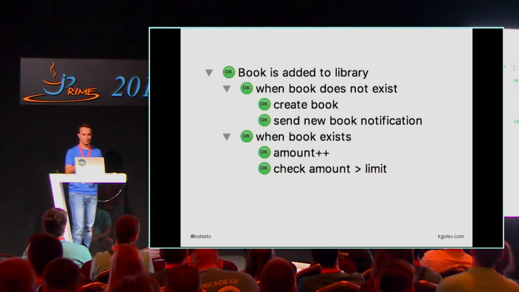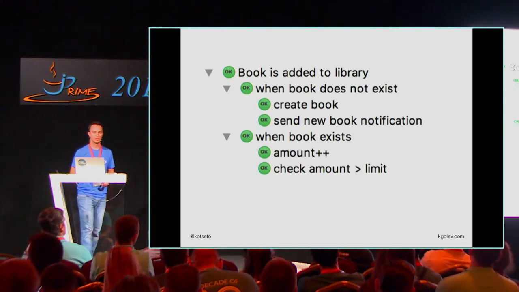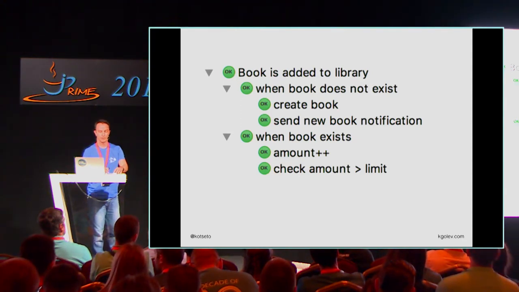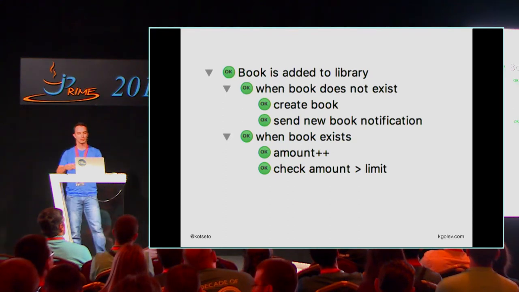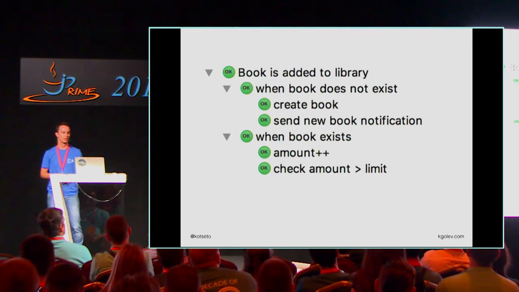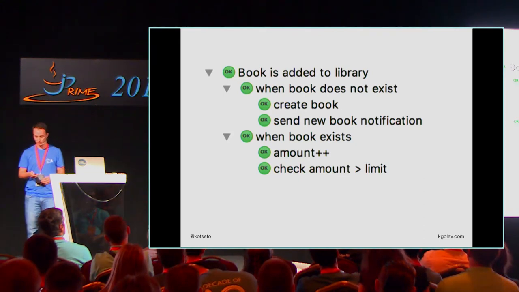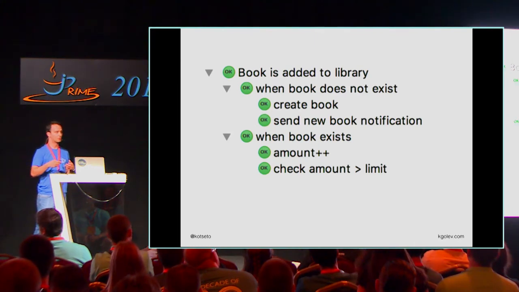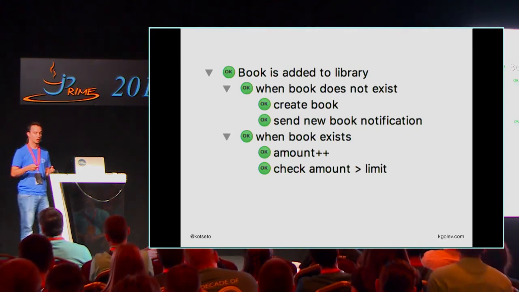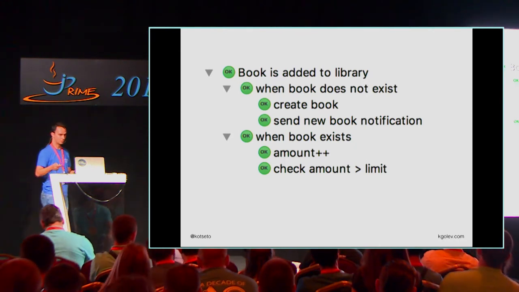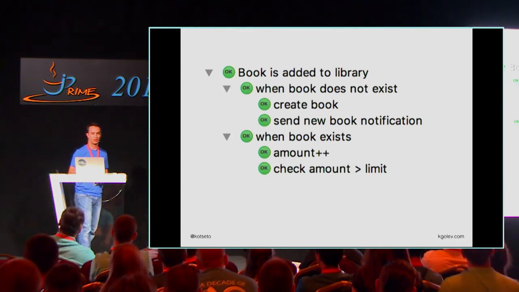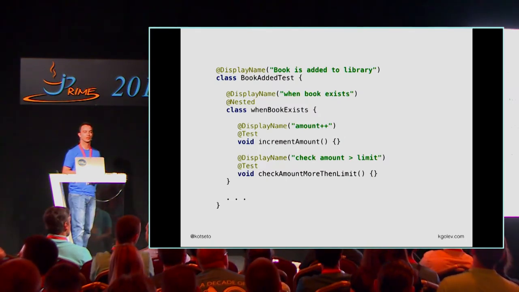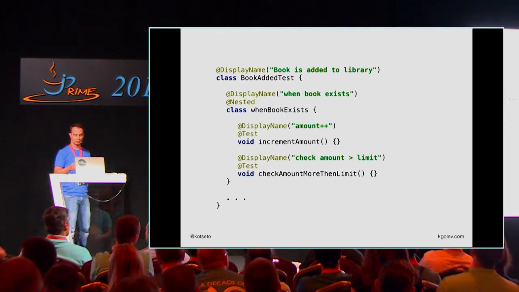So this is how this tree will look. When book does not exist, when book exists, the common stuff is separated, and everything else is inside. So this is a tree created from the same structure. This is very nice. It does not only make it easier to understand and organize your code better, it's also much easier to read, together with the display name. This has other benefits as well, and I'll show why.